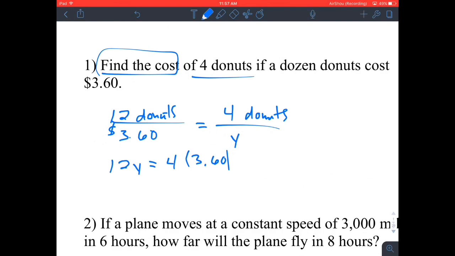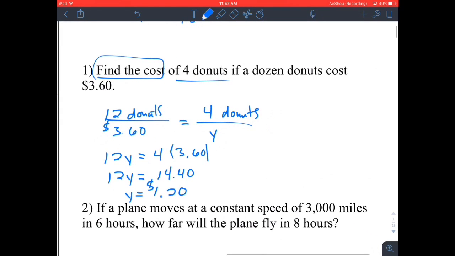And then we could multiply 4 times 3.60, and we get 12y is 14.40. It's $14.40. And if we divide both sides by 12, we're going to get 1.2. Talking about money, so we should do decimal places. We get $1.20. That's one way to do this problem.